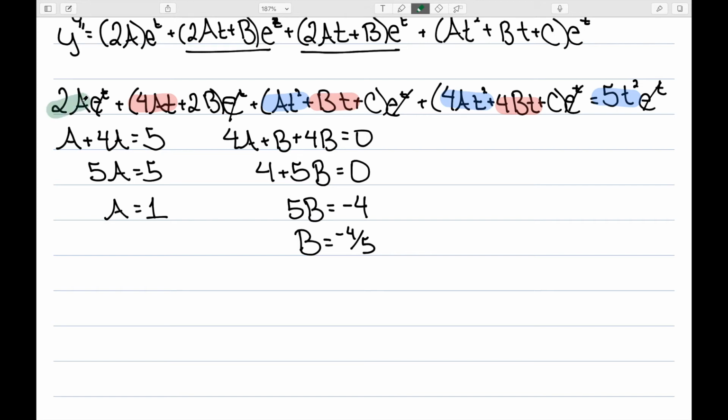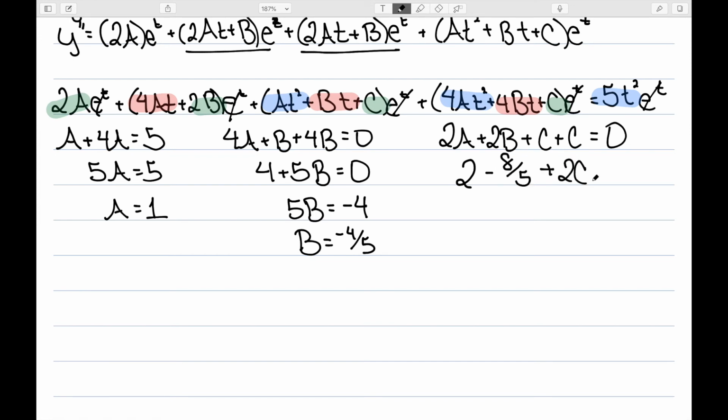Looking at our constants, we have a 2a, 2b, c, and none on the right-hand side. So that gives me 2a plus 2b plus 4c equal to 0. We already know that a is 1, so that would be a 2. Minus 8/5, since b is minus 4/5, plus 5c equal to 0. That tells me that 5c is equal to minus 2/5, which gives me that c is minus 1/5.